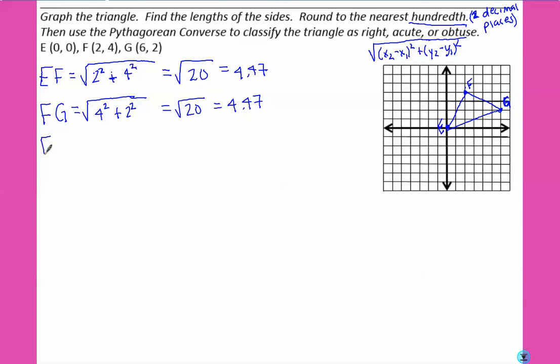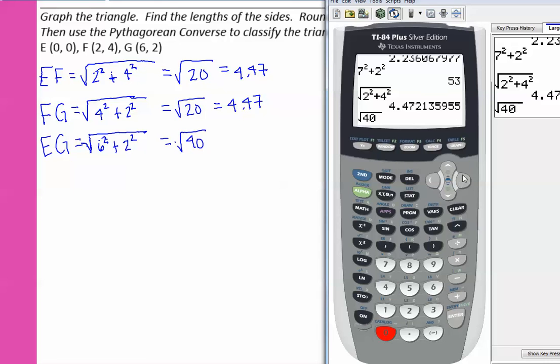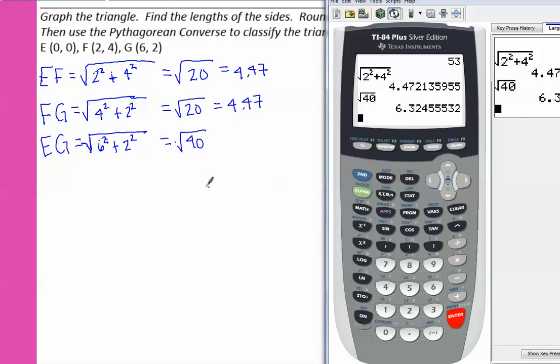And then finally, E to G. In the x direction, we go 1, 2, 3, 4, 5, 6 spaces. Plus 2 spaces in the y direction. 6 squared is 36, plus 2 squared is 4, which gives us the square root of 40. Let's see what that is as a decimal. Gives us 6.32.